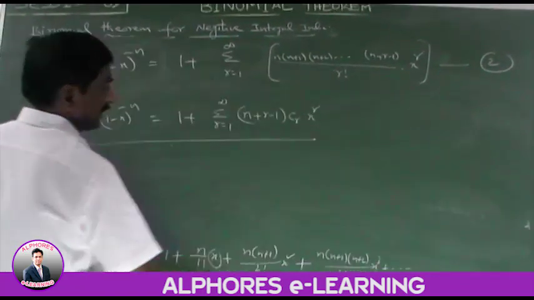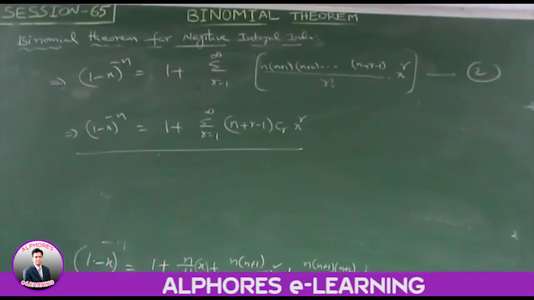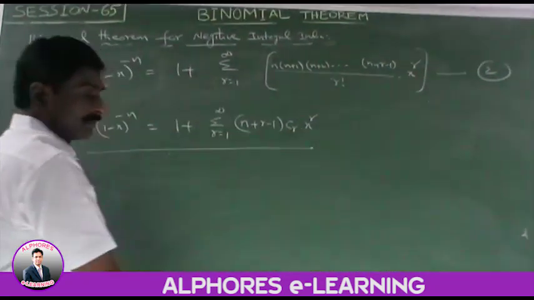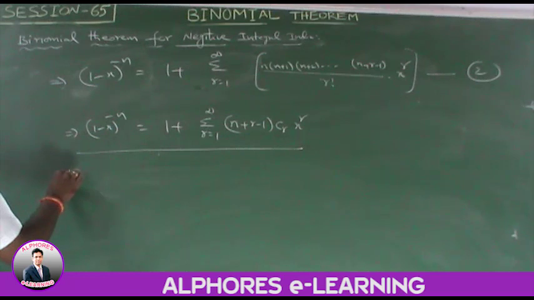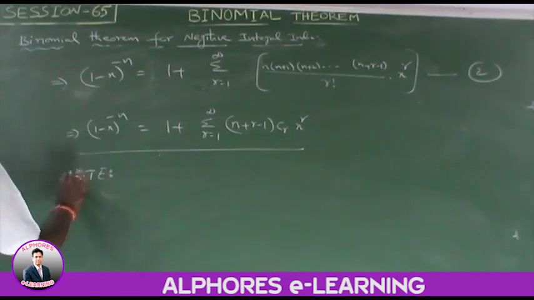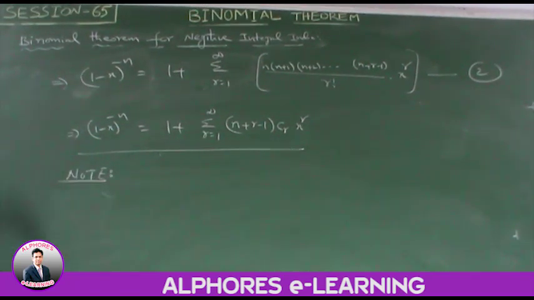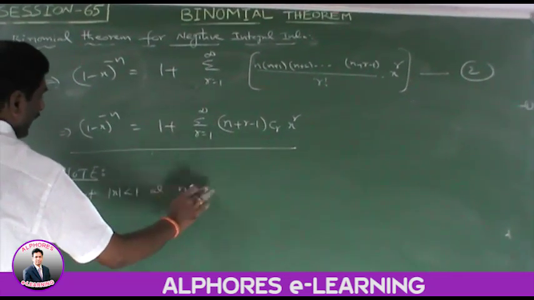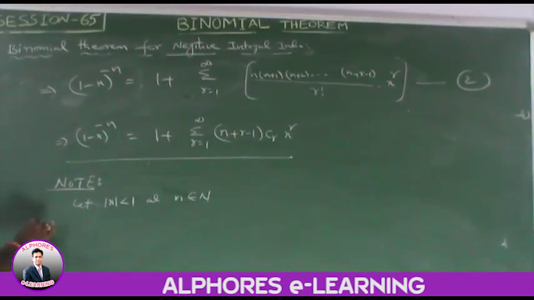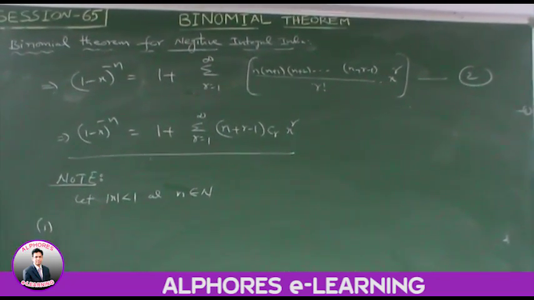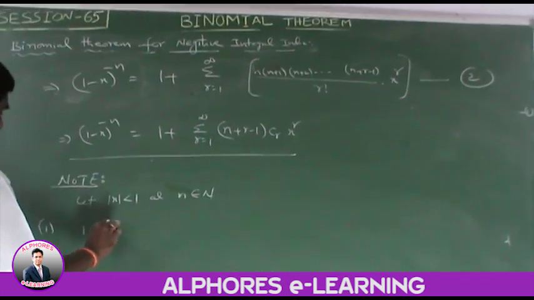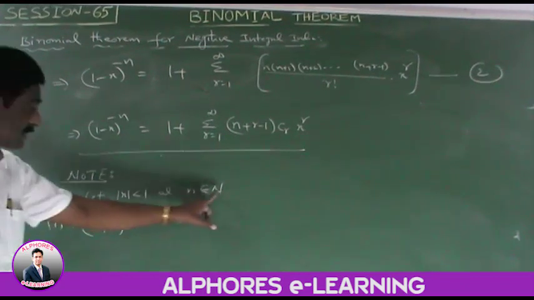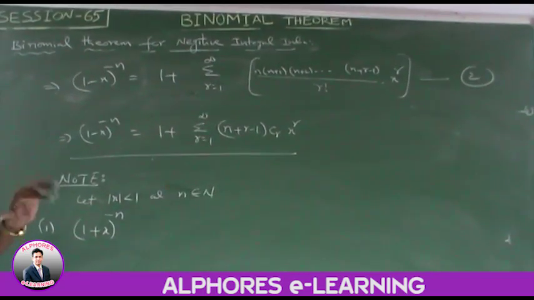Please write this value, very very important. Please write the note point. Let mod x less than 1 and n belongs to capital N. Then first point, very very important, direct formula: 1 plus x whole power minus n. n is an integer, minus n is a negative integer. Okay, here n is a natural number, minus n means negative integers.